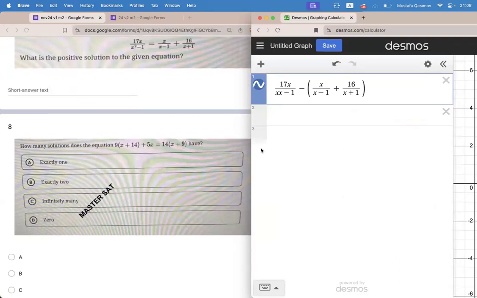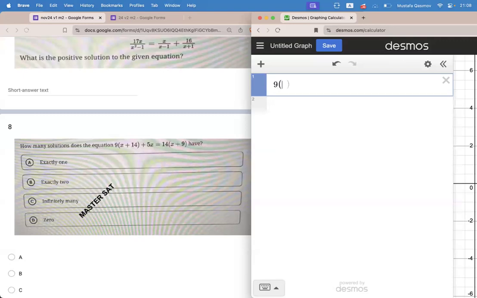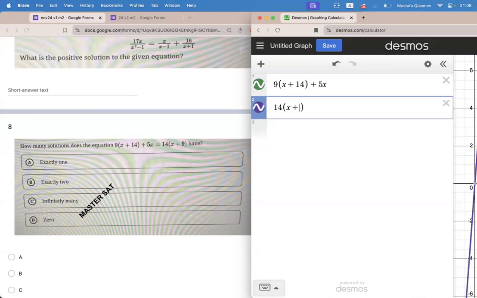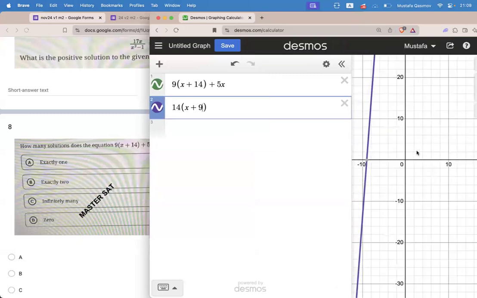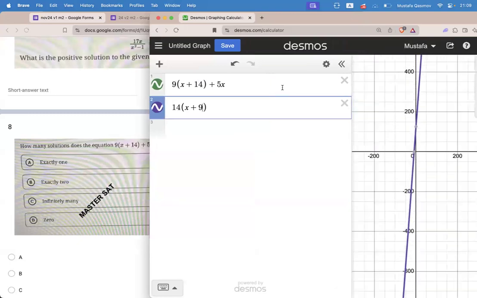How many solutions do we have? Again, if you want, you can write it in Desmos like that, plus 5x. We see the x's are also equal. Because we have one line here, two lines, but two same lines, it means that there are infinitely many solutions. But when it is equal to, for example, 14, you have to write y is equal to 14 because it doesn't show a graph of 14.